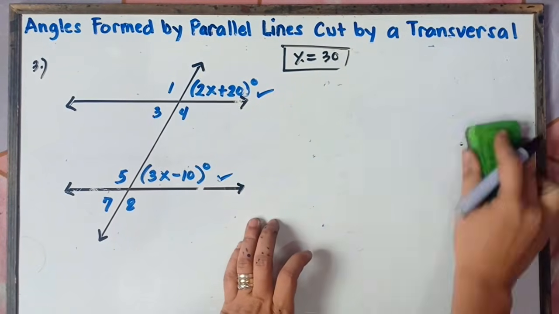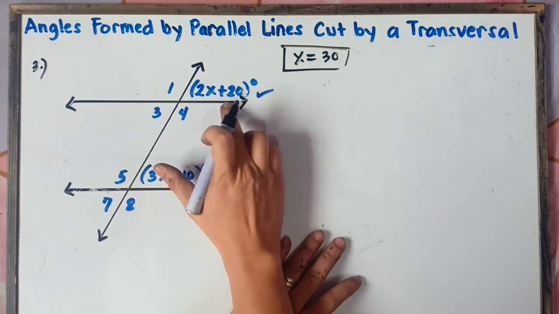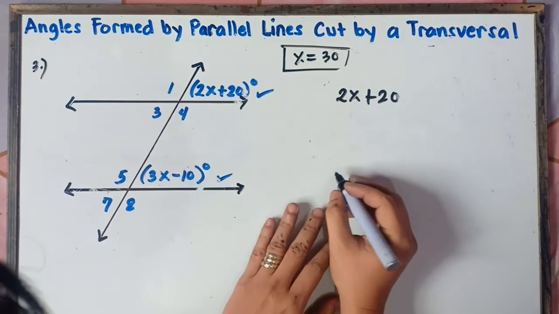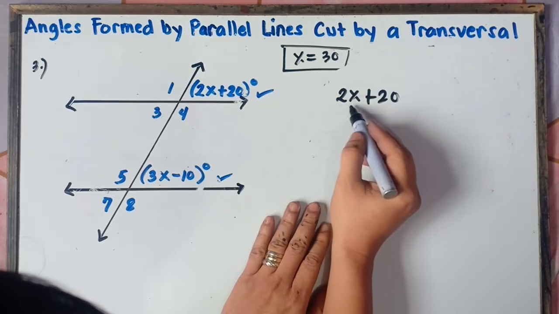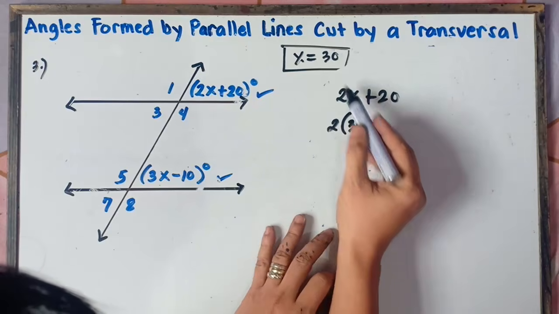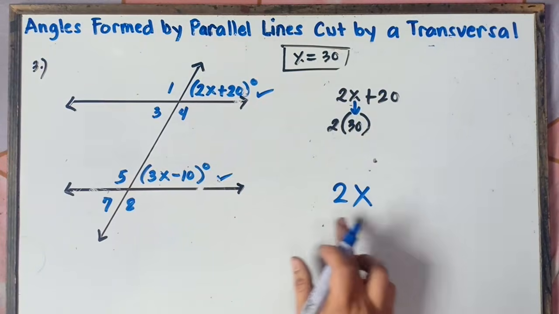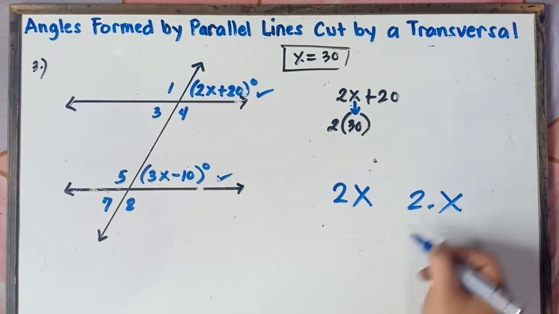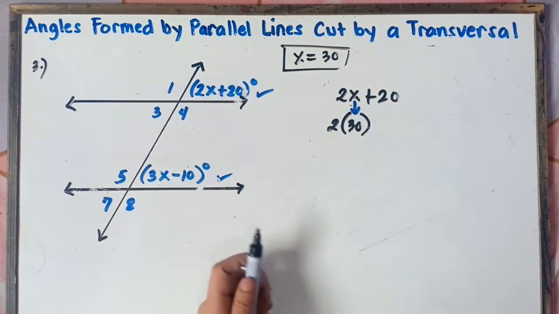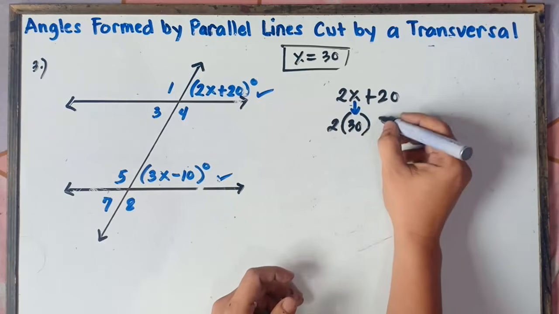Alright, once again, class, 30 is not yet the answer for the angle. This is just the value of x. Simply substitute the value of x in this given expression for us to get this angle. So this will be 2x plus 20. Now, if you have 2x, it means 2 times x. So 2 times the value of x, that would be 30. If you have a number together with a variable, it means multiplication. 2x is just the same as 2 times x. Now, the value of x is 30. Simply substitute. So, 2 times 30, and then plus 20.